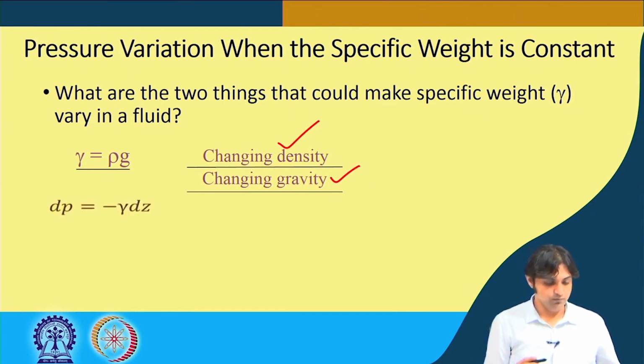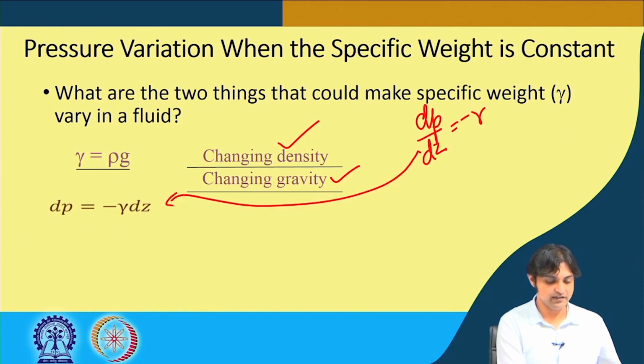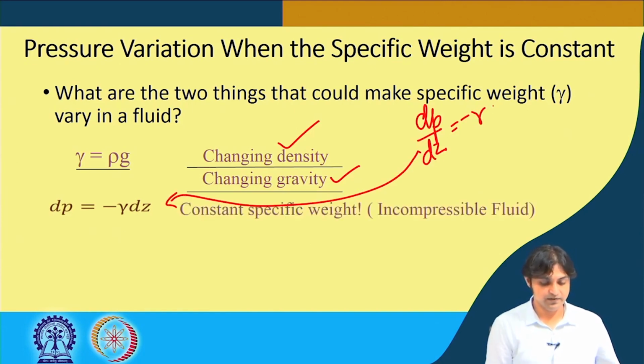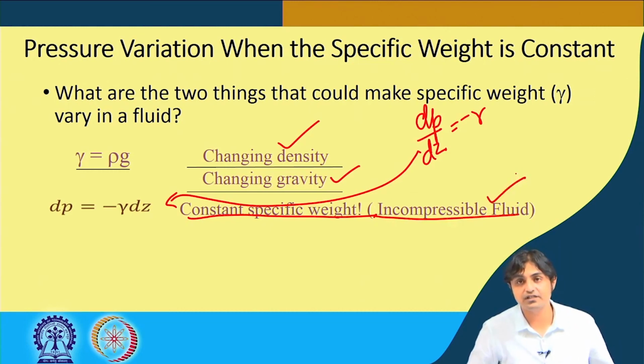Okay. So we can write the previous equation, where the previous equation was dp by dz is equal to minus gamma. We have taken dz on this side. Let's assume that the specific weight is constant, and this happens for incompressible fluid. So rho is constant, and under the assumption that gravity also does not change, this type of fluid is called incompressible fluid. We will be dealing with incompressible fluid throughout this course.